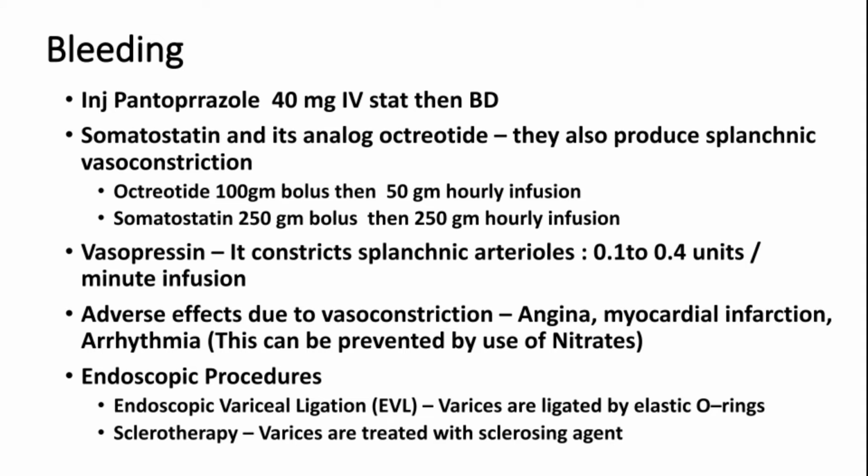Vasopressin can be given. It constricts the splanchnic arterioles. 0.1 to 0.4 units per minute infusion can be given. Adverse effects due to vasoconstriction can be produced by vasopressin. The adverse effects are angina, myocardial infarction, arrhythmias. If the bleeding is not controlled with octreotide or somatostatin or vasopressin, we have to take the patient for endoscopic procedures like EVL and sclerotherapy. So a patient who is having bleeding tendency should be treated with vitamin K, FFP, blood transfusion, platelet transfusion, pantoprazole, octreotide. These are the treatment protocols for a patient who is having bleeding tendency in emergency room or ICU.